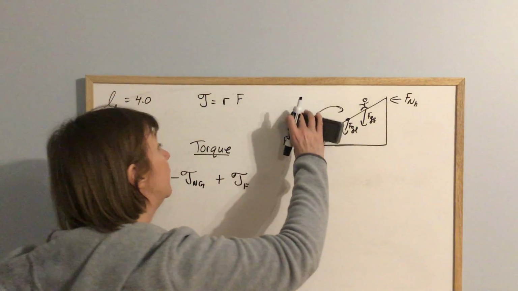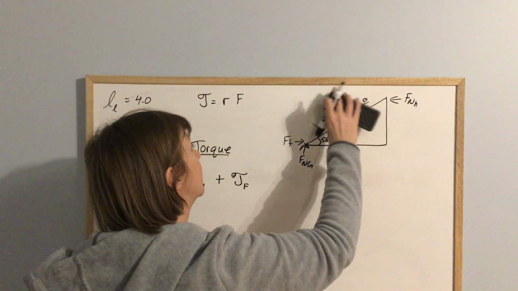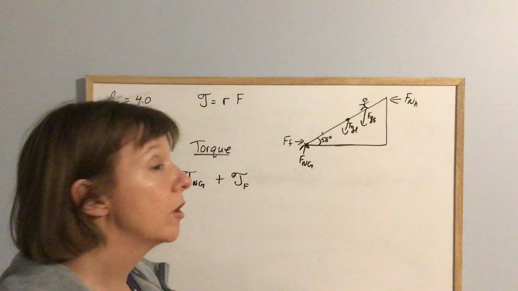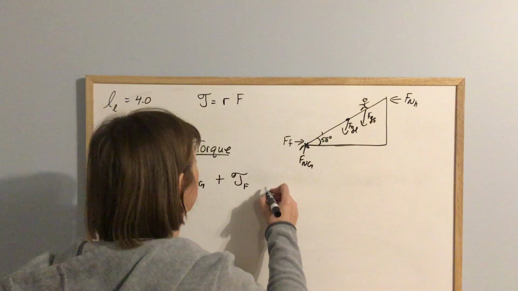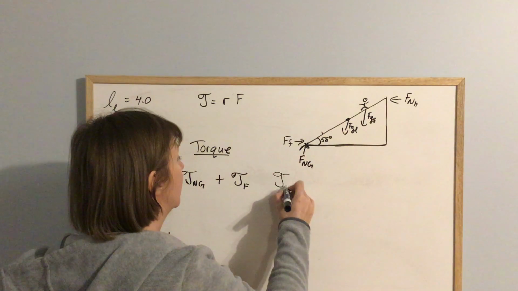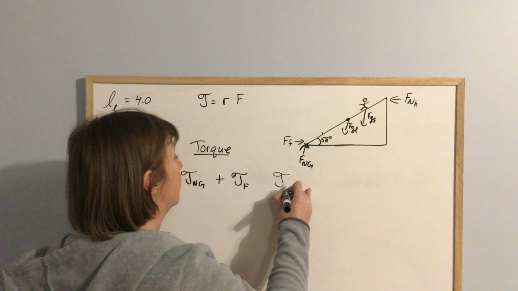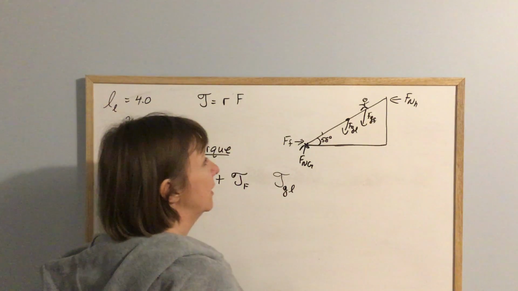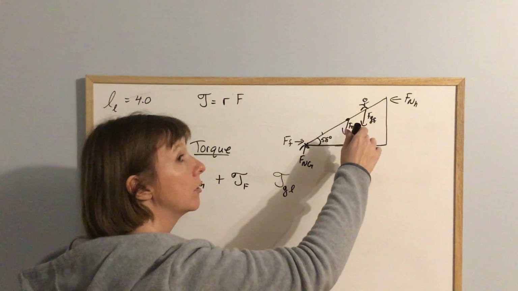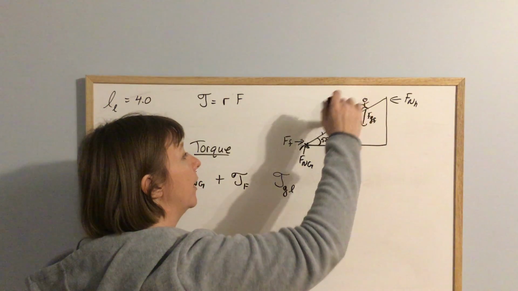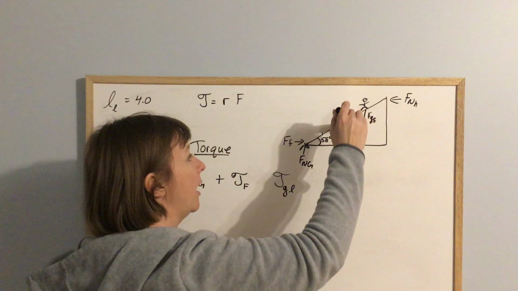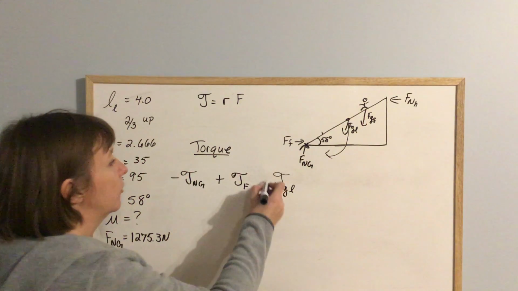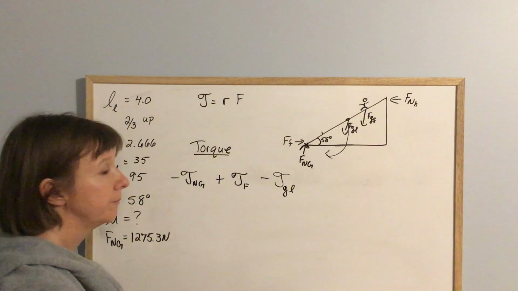So moving on, we are going to have a torque because of the force of gravity on the ladder. Now again, if this was the only force pulling and it was hinged here, what would happen is the ladder would start turning that way, which is clockwise, which means this torque is negative.